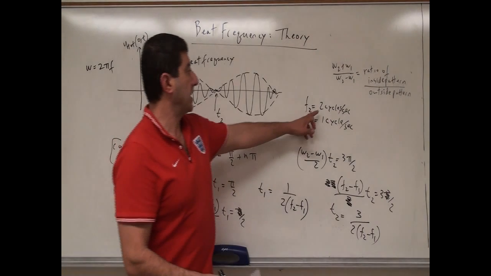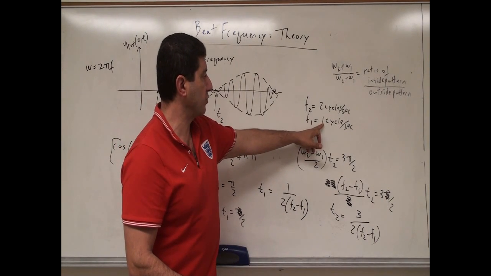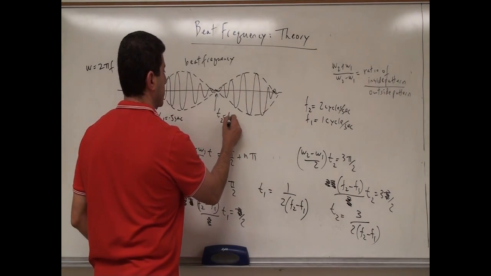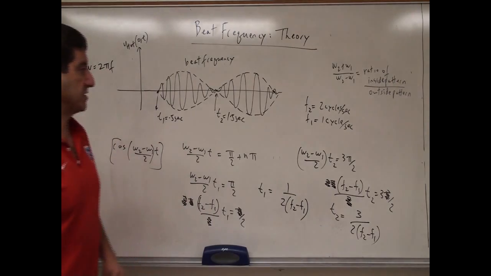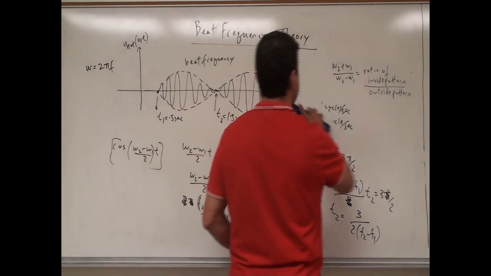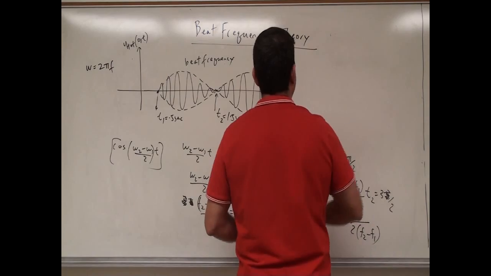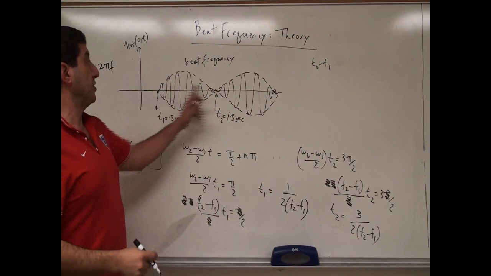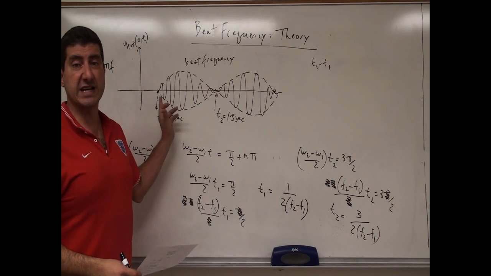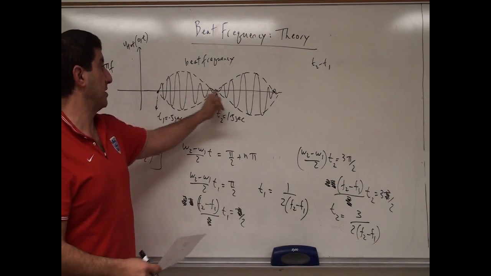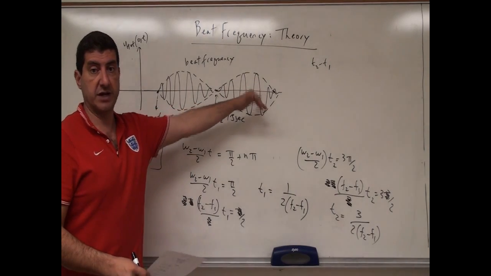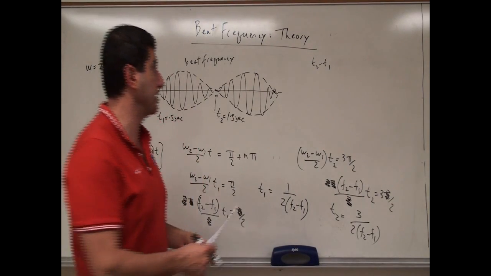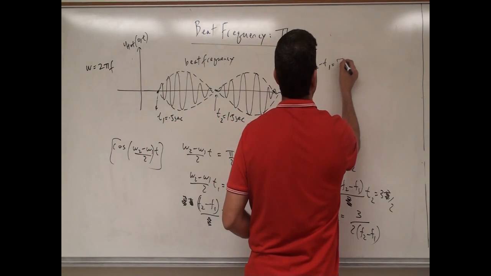So again, if f2 was 2 cycles per second, and f1 was 1 cycle per second, this would be 3 over 2, so it would be 1.5 seconds. So then what would the difference of those two times be? t2 minus t1. Well, that would be the period of a beat, right? In other words, how many seconds it takes for a beat to start and then the next beat to begin, right? So that's going to be the period, and the frequency of the beat is going to be the reciprocal of that. So t2 minus t1 is the period of the beat.